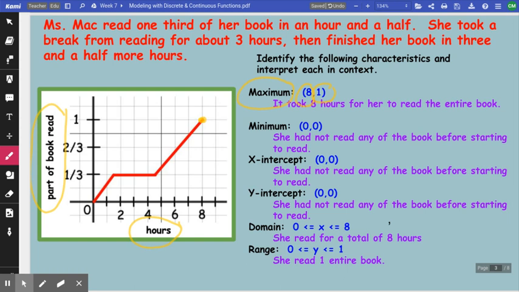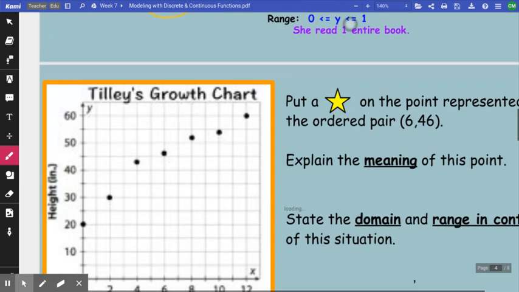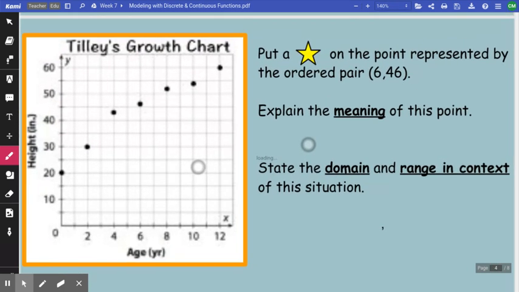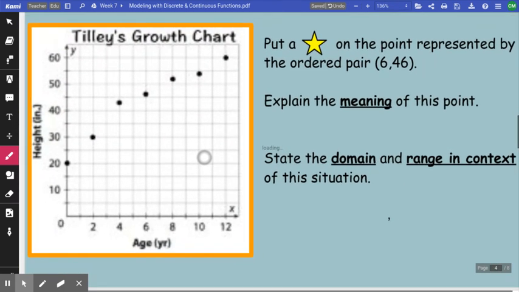So those are just a few of the things that you could have to look at and interpret when you're looking at one of these graphs. This one's probably a little bit more simple. It says Tilly's growth chart on here. And you can see down at the bottom, we have the age in years. And across the side, we have height in inches. So I don't know if Tilly's a boy or a girl. I'm going to say it's a girl.